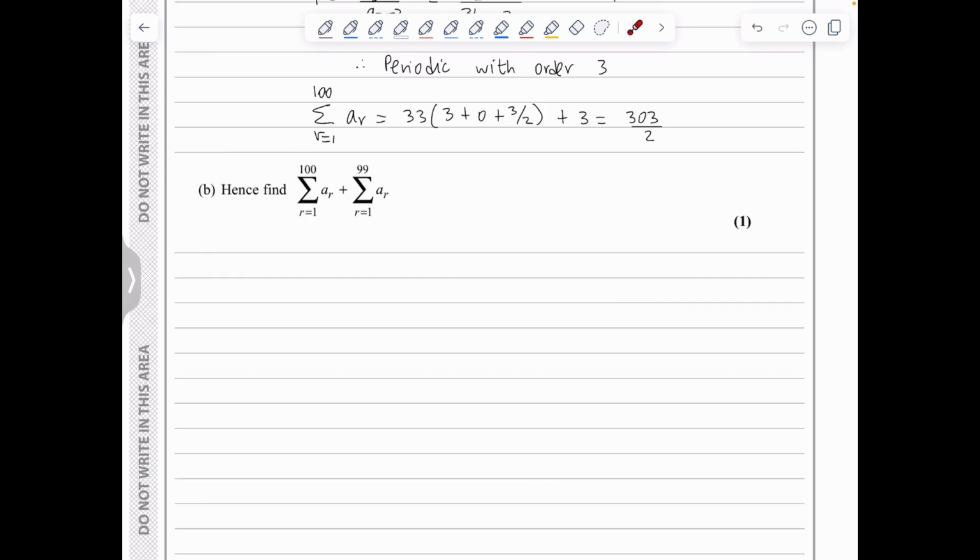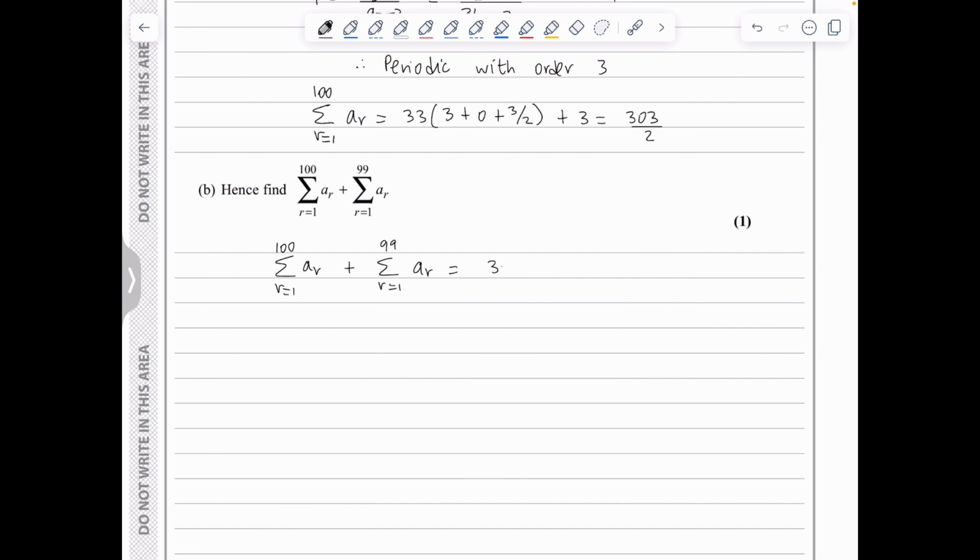In part B, it says, hence find the sum from 1 up to 100 plus the sum from 1 up to 99. So the sum from 1 up to 100, we have already found this to be 303 over 2 through part A. And we need to consider how the sum of the first 99 terms can be found.